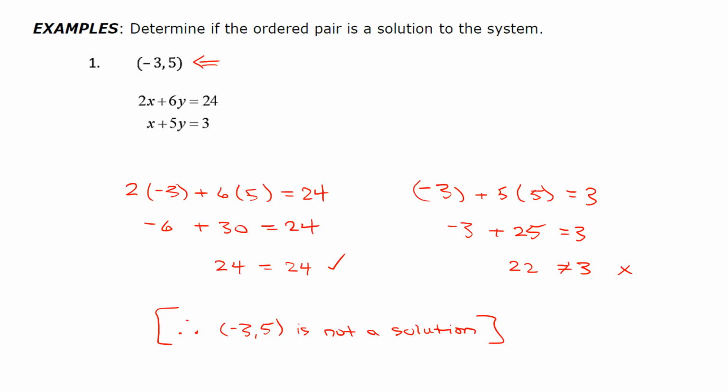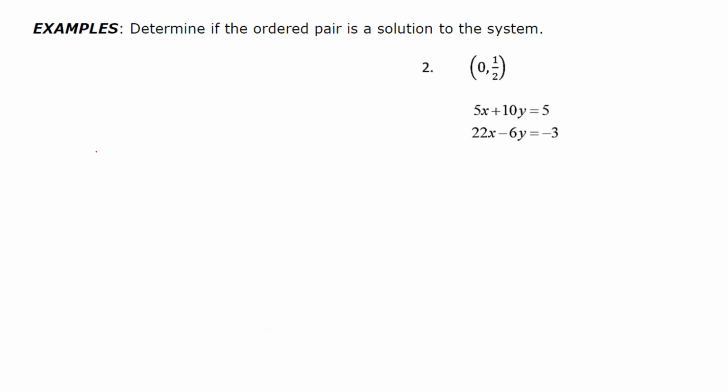Okay, let's do number 2. So we'll substitute in (0, 1/2) into both equations to determine whether it's a solution to the system. So 5 times 0 plus 10 times 1/2 equals 5. So that's 0 plus 5 equals 5. So 5 equals 5. That's true.